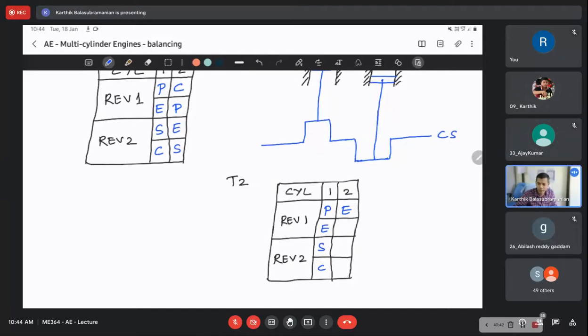Now let's find out later which is best. So we have exhaust. After exhaust, what will happen? Suction. After suction, compression. After compression, power stroke.